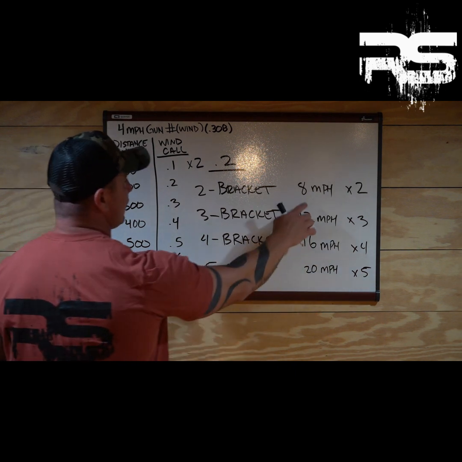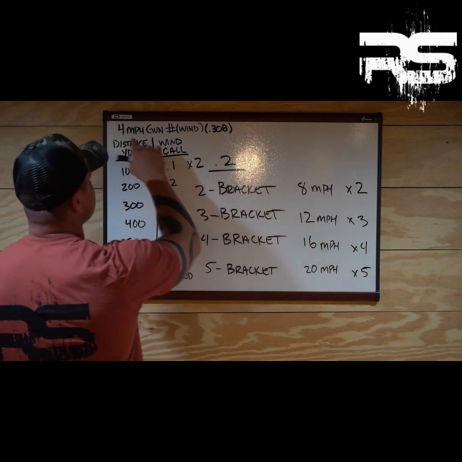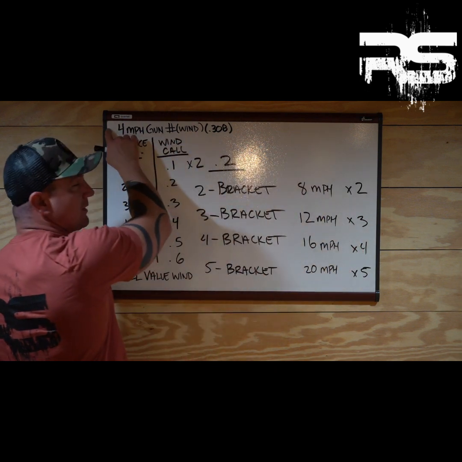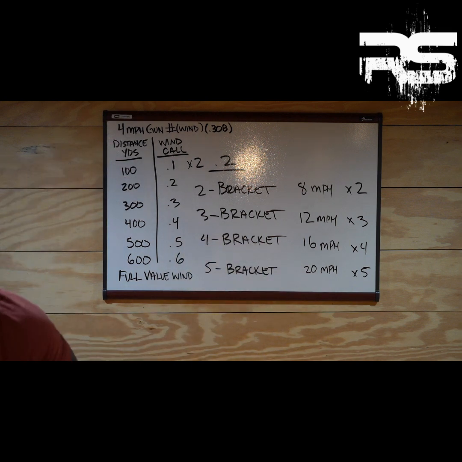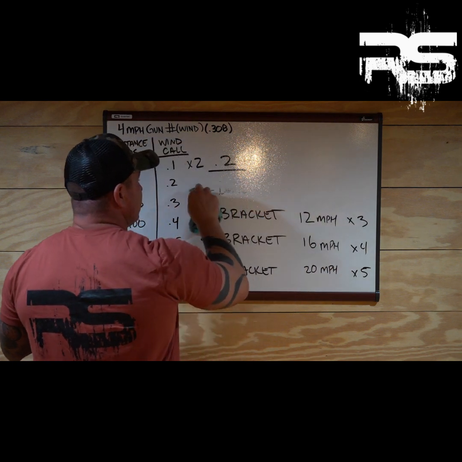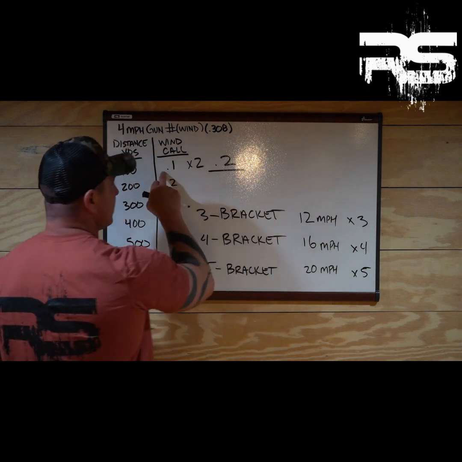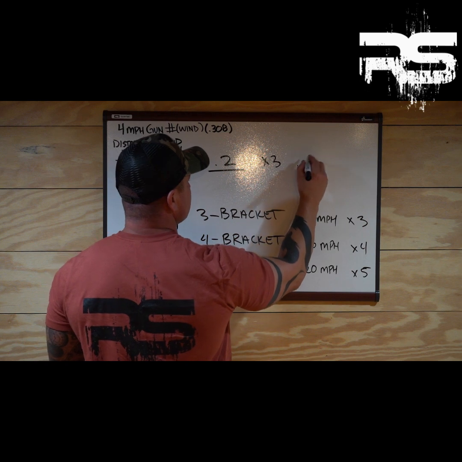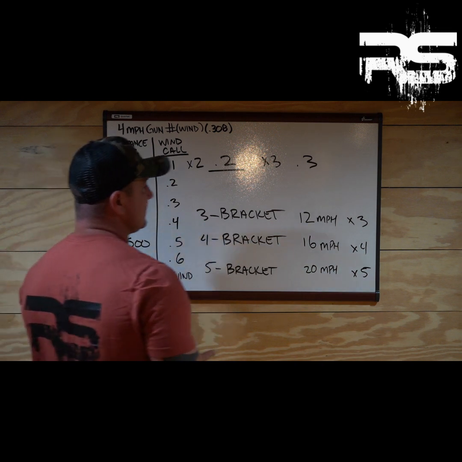Makes sense because 8 mile an hour is twice as strong as 4 mile an hour. Just like 12 mile an hour is 3 times as strong as 4 mile an hour, which is where I get those numbers of multiplying by 1, by 2, by 3, by 4, by 5. Okay, so one more example. If I had same distance, 100, and I was working at 12 miles an hour, 0.1 times 3 is going to give me 0.3 for my wind call, full value left or right.